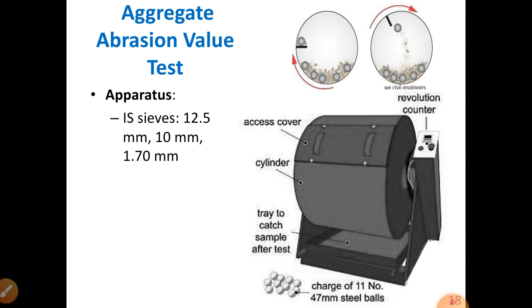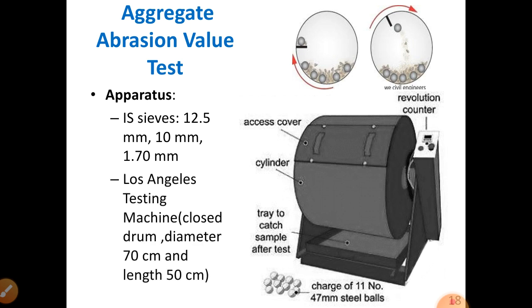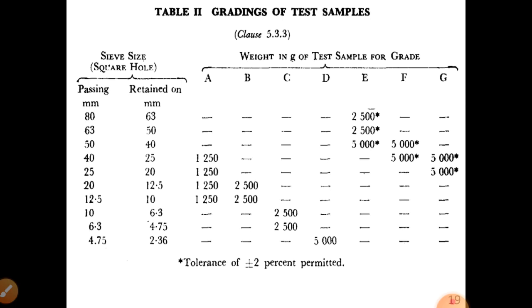Apparatus. Indian standard sieves 12.5 mm, 10 mm and 1.70 mm. Los Angeles testing machine, that is closed drum having diameter 70 cm and length 50 cm. In table 2, grading of test samples, different gradings are shown. Grading A, B, C, D, E, F and G.